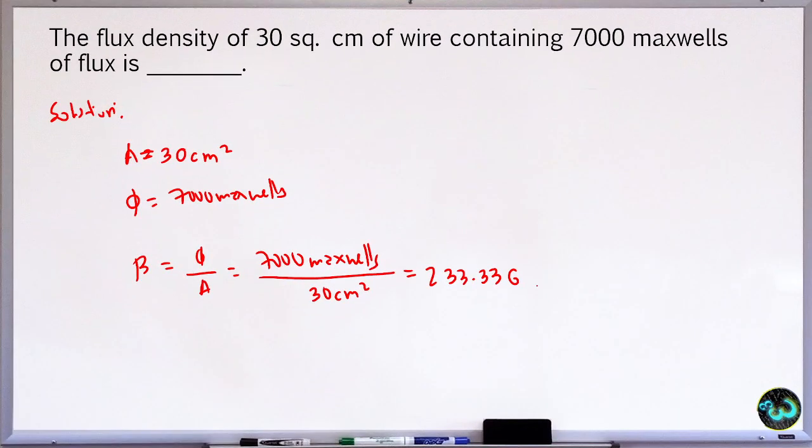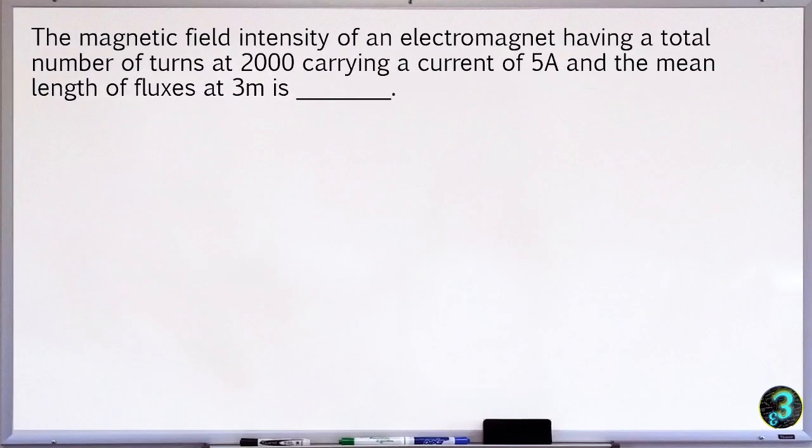Okay, so that is 233.33 Gauss. So Gauss is the CGS unit for flux density. Okay, so the magnetic field intensity of an electromagnet having a total number of turns of 2,000 and carrying a current of 5 amperes and the mean length of flux is 3 meters is blank. So hinahanap is yung magnetic field intensity. So ang given, yung number of turns is 2,000. The current is 5 amperes. Tapos yung length niya is equal to 3 meters.